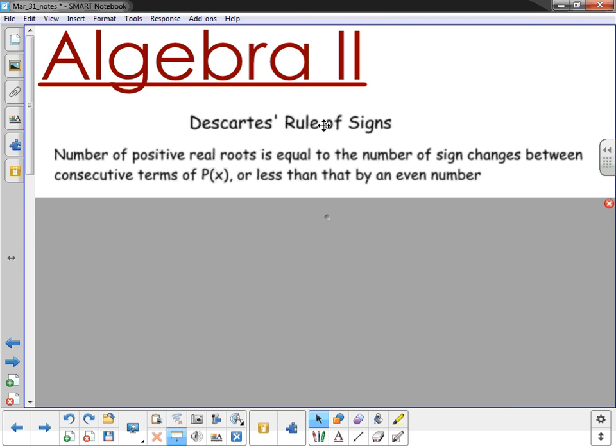Descartes' Rule of Signs: the number of positive real roots is equal to the number of sign changes between consecutive terms of p of x, or less than that by an even number. Why an even number? The reason is imaginary numbers. Imaginary numbers always have to come in a pair. There always has to be the positive i and the negative i, so they all cancel out, back when we did those conjugates.